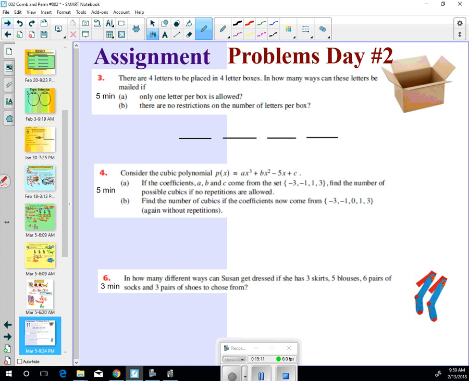So how many can I put in the first box? 4. How many are left to put in the next one? 3. How many are left to put in the next one? 2 and then 1, right? So this is going to be 4 factorial or 24. We like that. There are no restrictions on the number of letters in the box.